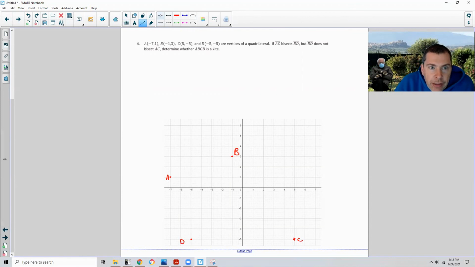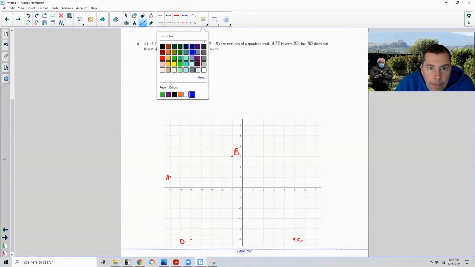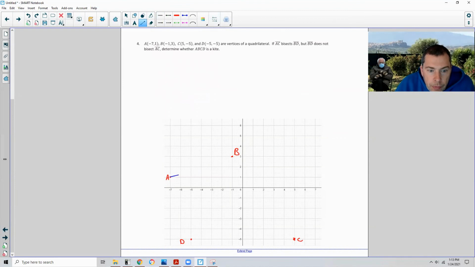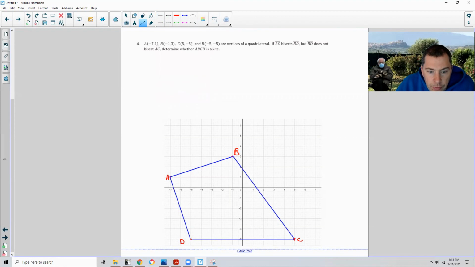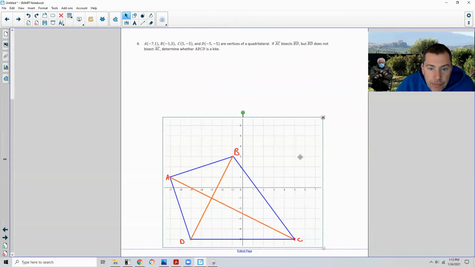So then if I connect these, here's AB, BC, CD, and DA. So there's the kite. So if I change colors now and draw a segment from D to B and A to C, they have to be perpendicular in order for this to be a kite by definition. That's what the question is saying. So I just wanted to show that to you.